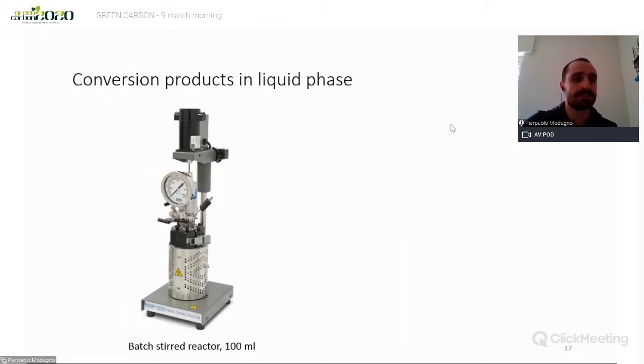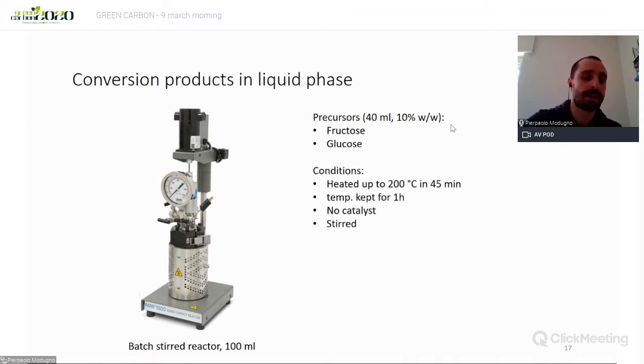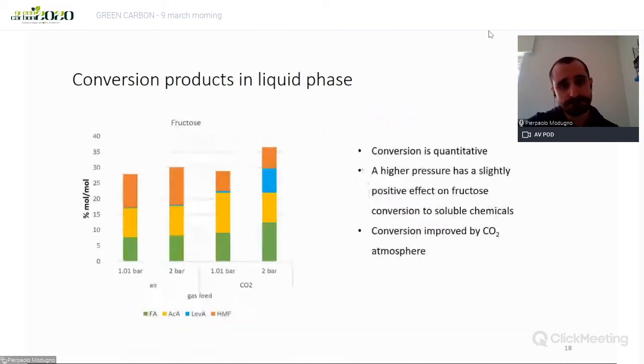So for these experiments, I used a batch stirred reactor. The precursors that I used were fructose and glucose. The conditions were: I heated up my reactor to 200 degrees, and then the temperature was kept for 1 hour. No catalyst was used, and the reaction was stirred. The feed gas was alternatively air or carbon dioxide, and I used two levels of starting pressure: atmospheric pressure and 2 bar.